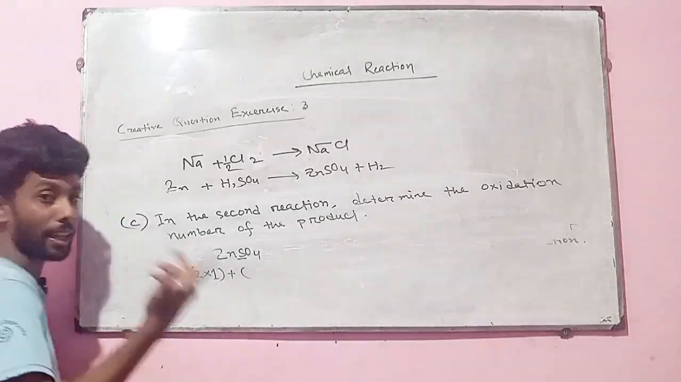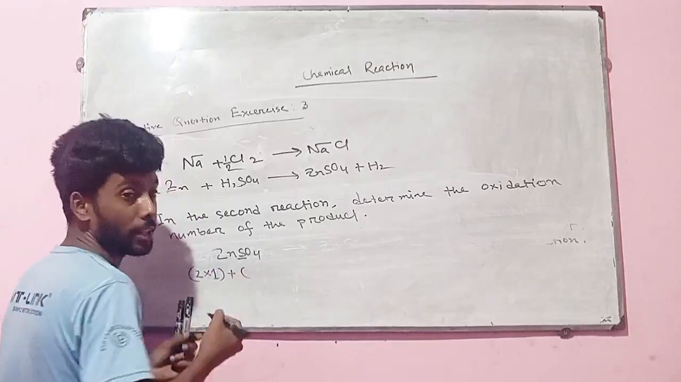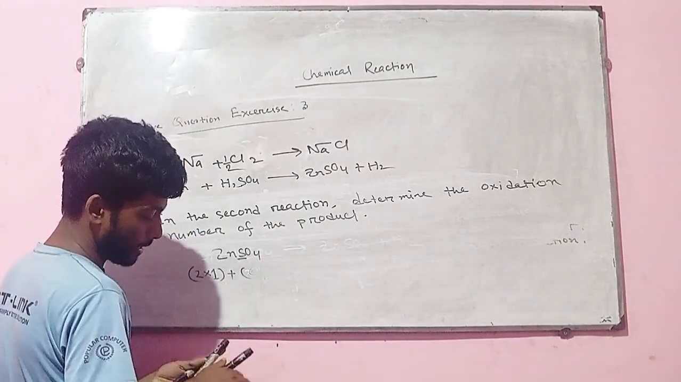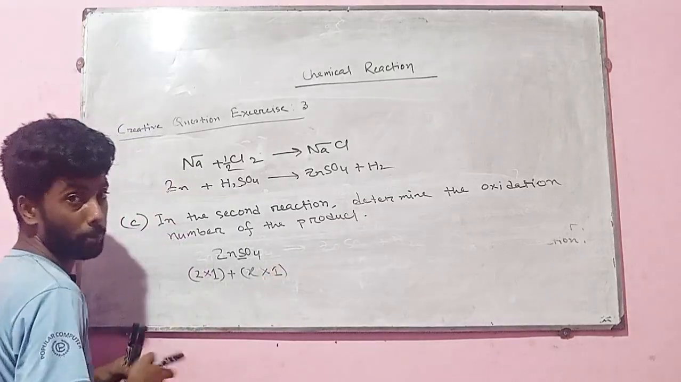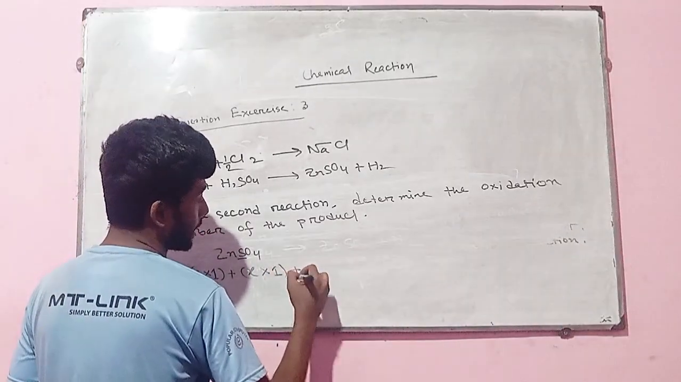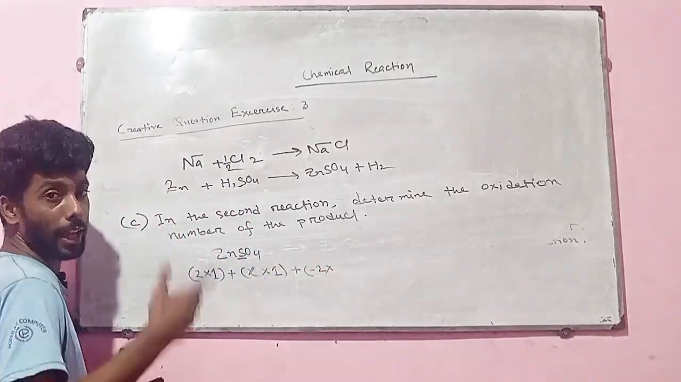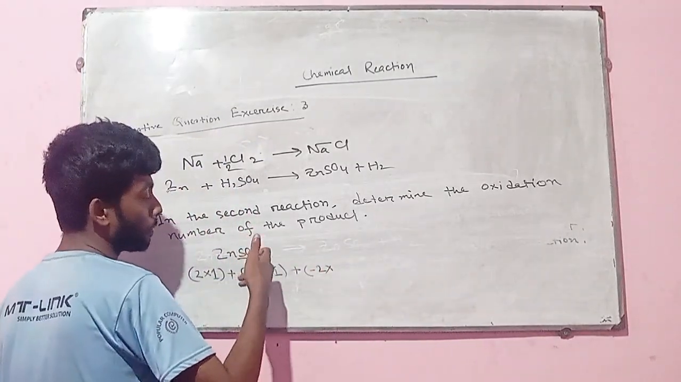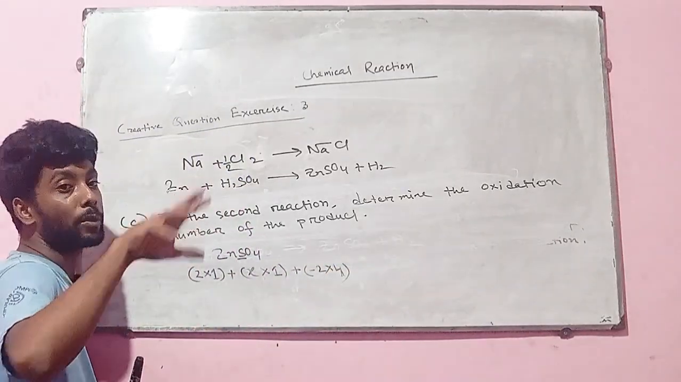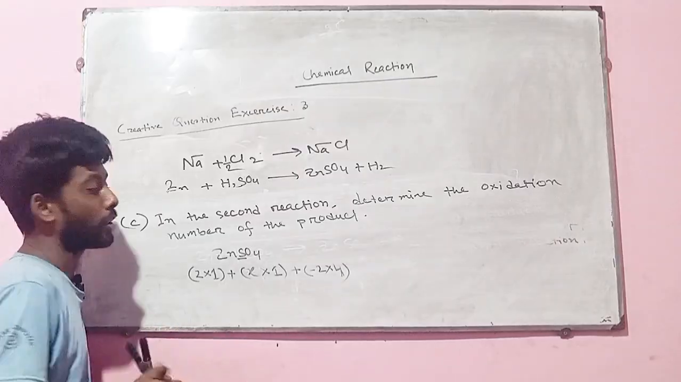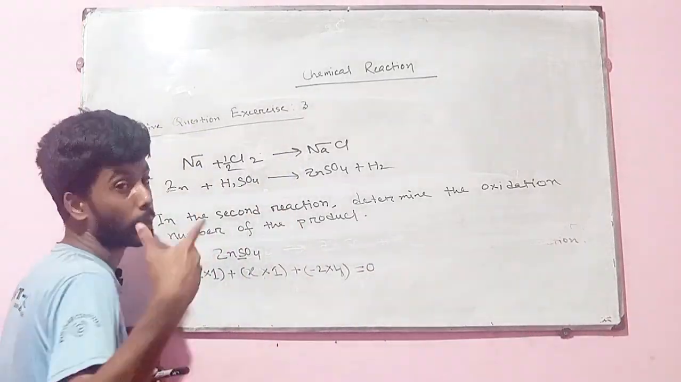We don't know the exact oxidation number of sulfur, so we'll have to determine it. We will suppose it is x, multiplied by the number of atoms, which is 1. There is no number on the right side of sulfur. Now plus again, we know the oxidation number of oxygen is -2, multiplied by the number of atoms, which is 4, so we will write 4. The whole compound is neutral, that is why we will place equal to 0 to make the equation.